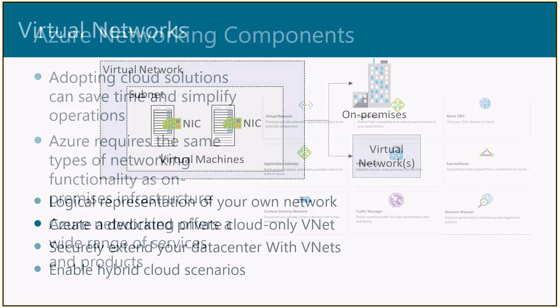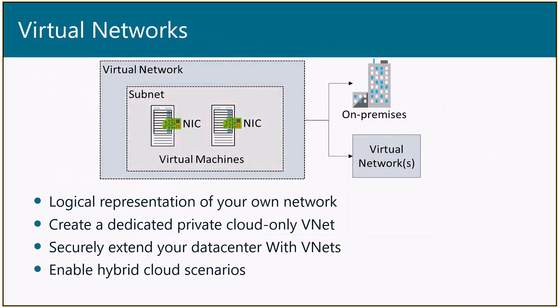But still, if you're new to networking, this is kind of a little bit daunting. So in the virtual network here, this is a particular virtual machine, and like I said, it has 2 different NIC cards. So you can have multiple NIC cards. One NIC card represents going to on-prem, and one NIC card is used to go to the virtual network. It's a logical representation of your own network, a dedicated private cloud on VNet.